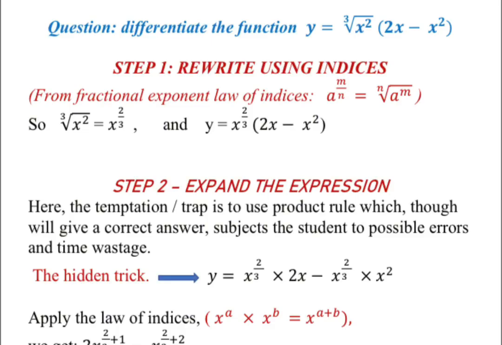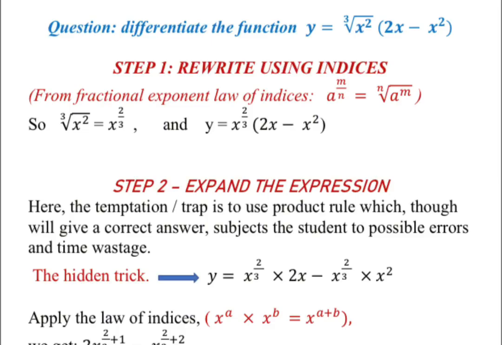So when we have the cube root of x squared, it is the same as x to the power 2 over 3. And from that, the whole expression becomes y is equal to x to the power 2 over 3 bracket 2x minus x squared. So you see that we have rewritten their expression using indices: y equal to x to the power 2 over 3 bracket 2x minus x squared.